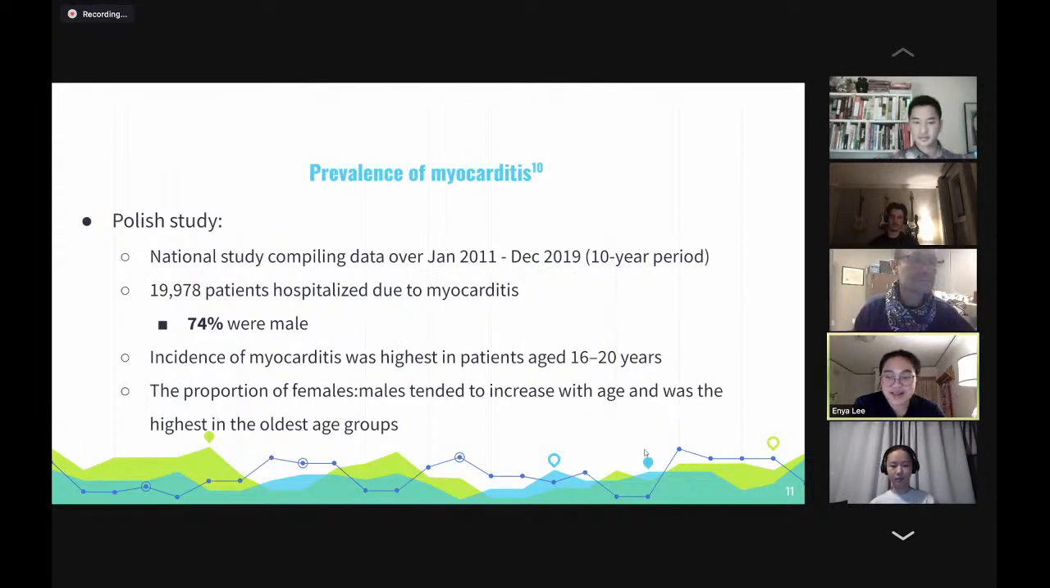Awesome. And so here's just a case study. In a Polish study, the researchers compiled data from the National Health Fund, which is the only public healthcare insurer in Poland. They collected data over a period of 10 years from January 2011 to December 2019. During this period, they found that 19,978 patients were hospitalized due to myocarditis, with 74% of that population being male. The incidence of myocarditis was highest in patients aged 16 to 20 years, with the proportion of females to males tending to increase with age and being the highest in the oldest age group. So as patients got older, more females were affected than males.